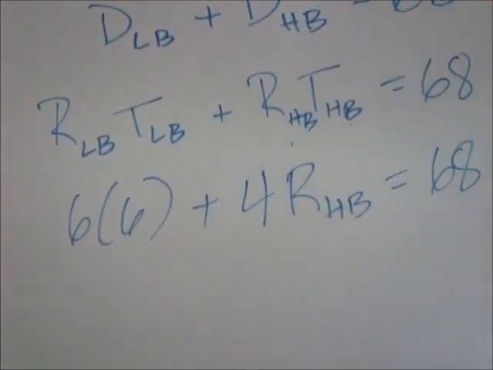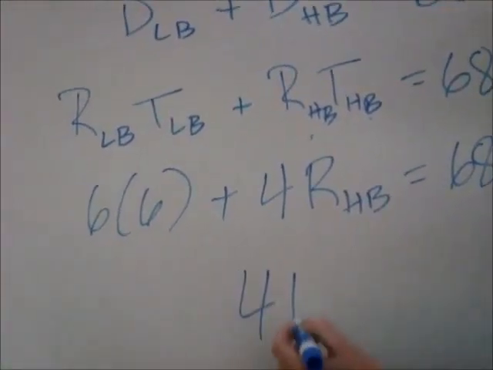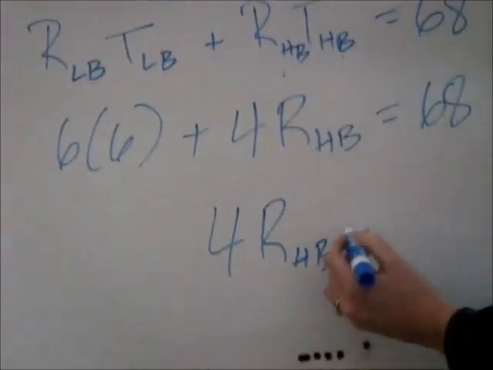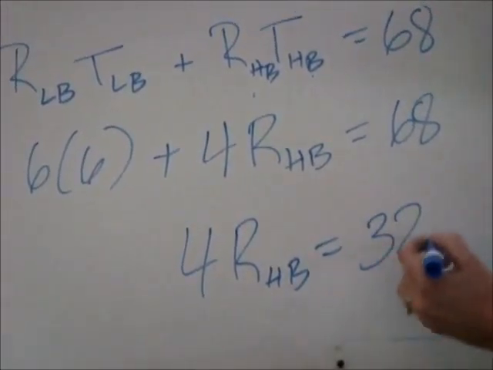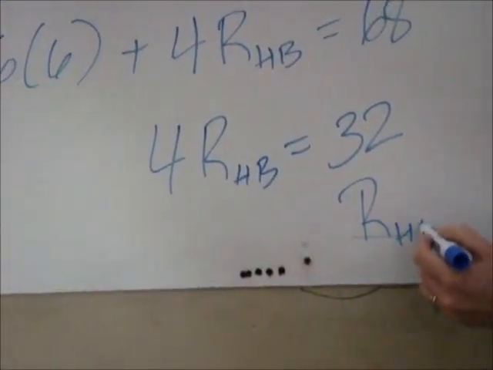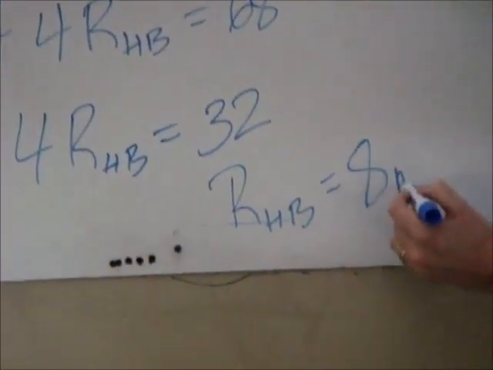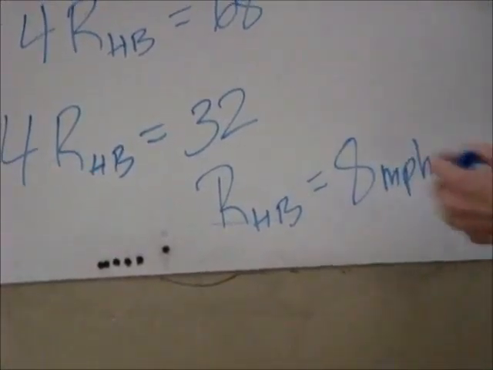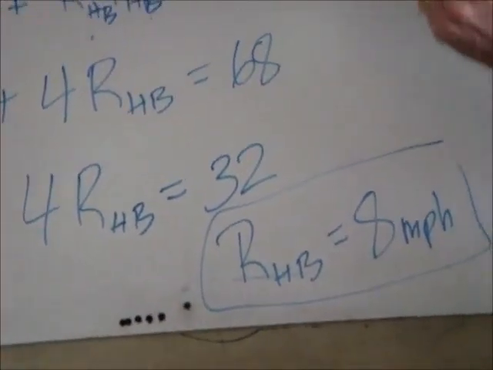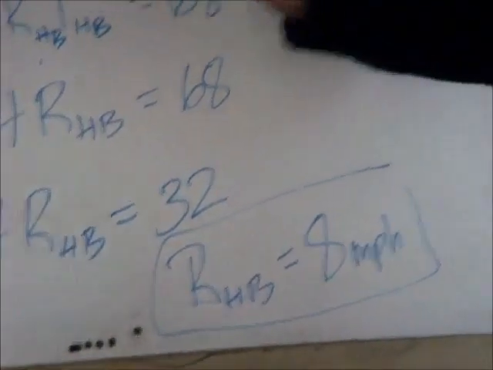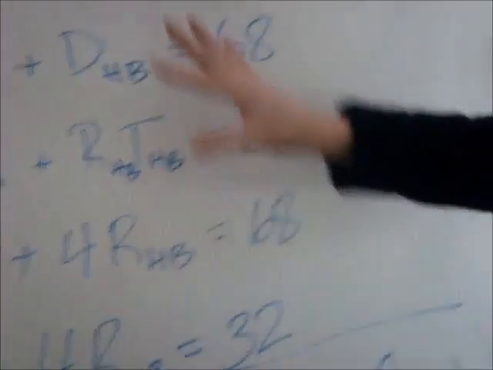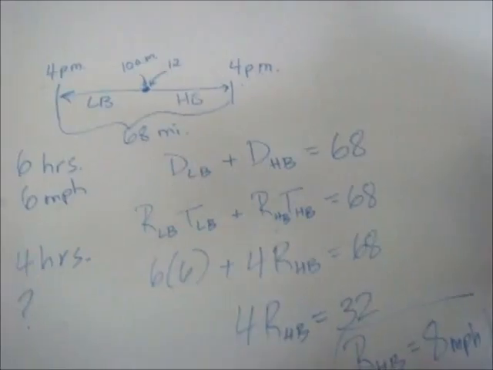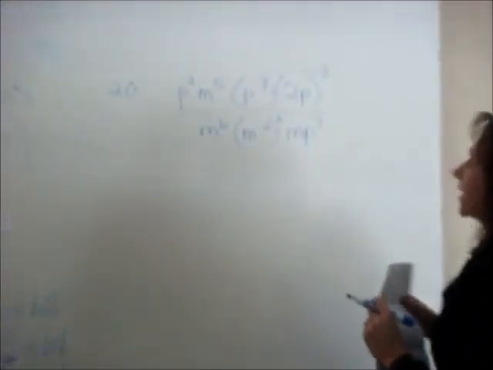We just subtract 36 from both sides. So we have 4 times the rate of Happy Bear equals 32. Divide both sides by 4, and we're going to get the rate of Happy Bear equals 8 miles per hour. If you didn't put the miles per hour, you missed a point. So this one was an easy distance problem, and I gave you the exact one if you would have done your practice problems.